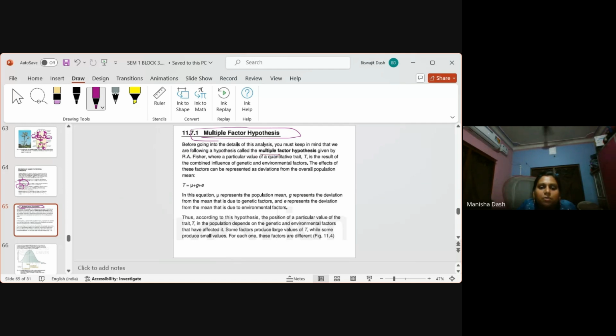So before going into the detail of the analysis, you must keep in mind that we are following a hypothesis called the multiple factor hypothesis, which was given by R.A. Fisher, where a particular value of a quantitative trait is the result of the combined influence of genetic and environmental factors.